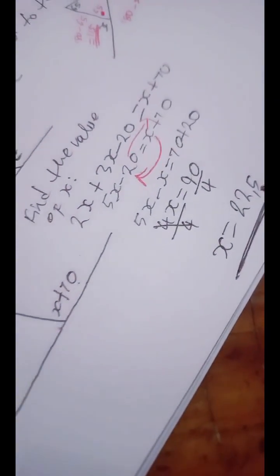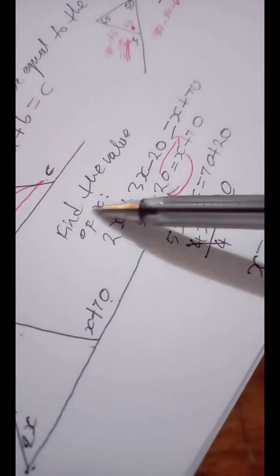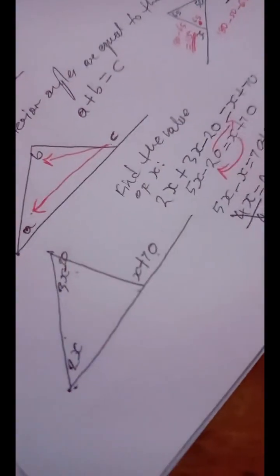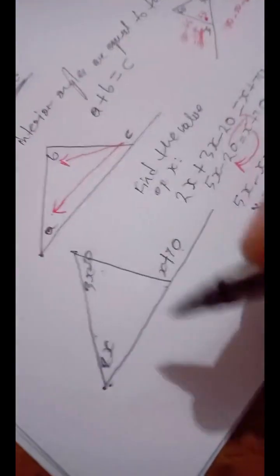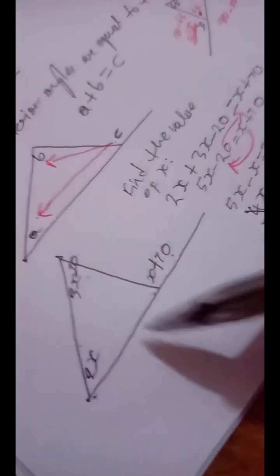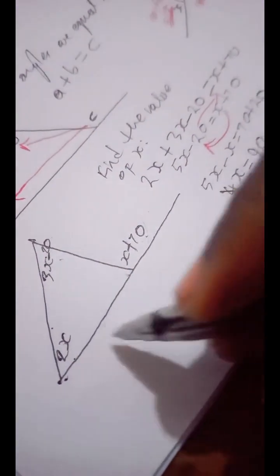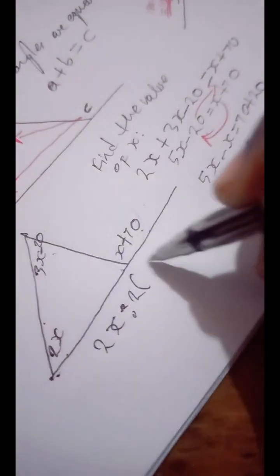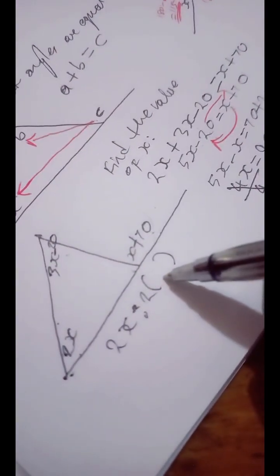Now, we have found the value of x. Remember, here we were just asked to find the value of x. The question might continue saying, find the value of each angle, right? And then this one is 2x, which means 2 open bracket, you are replacing the x.